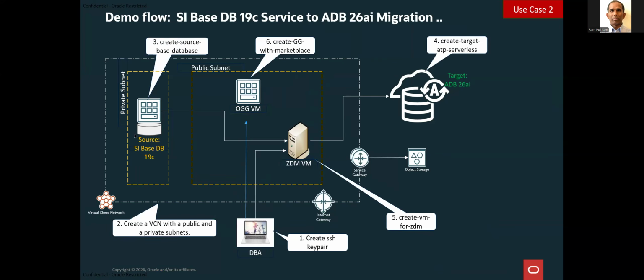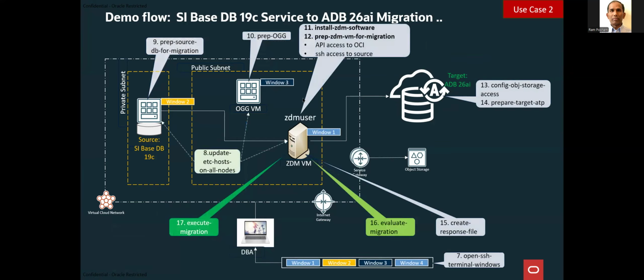The second use case is very similar with a slight change. The source database is not a non-CDB. This is a base database, 19C, and this is a 2-node RAC. I'm sorry, this is still autonomous database. So if you want to migrate a base database to an autonomous database, you could use ZDM. Again, there are a bunch of steps that you need to go through. I don't need to go through this always. I'm going to share with you the actual steps, and then you will see how easy it is to do this.